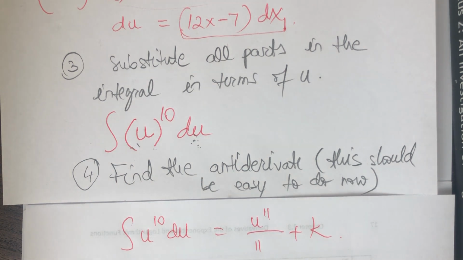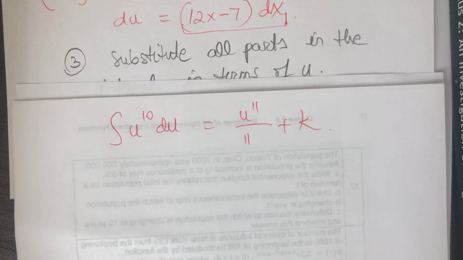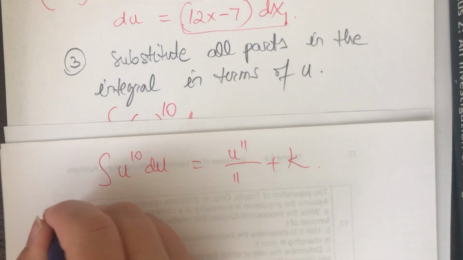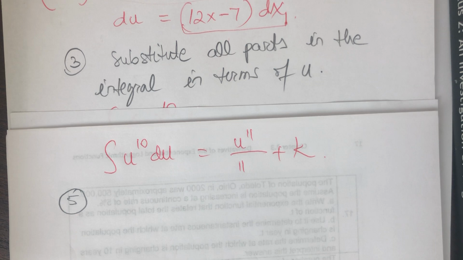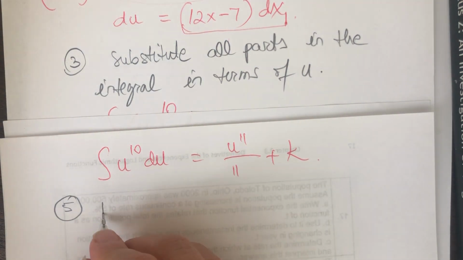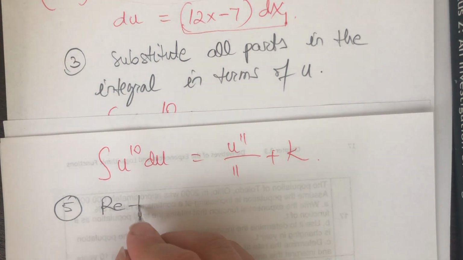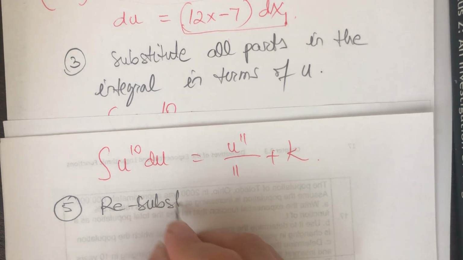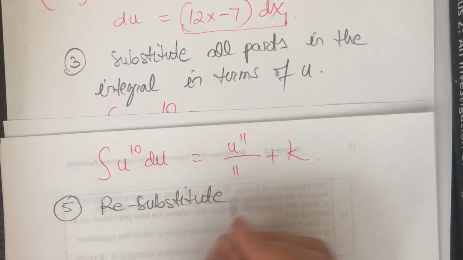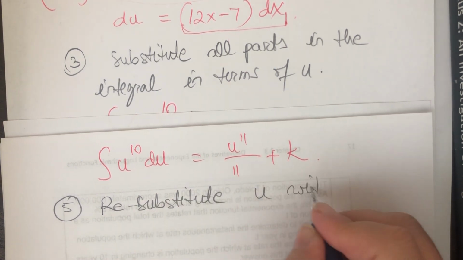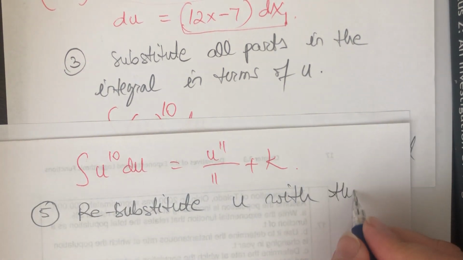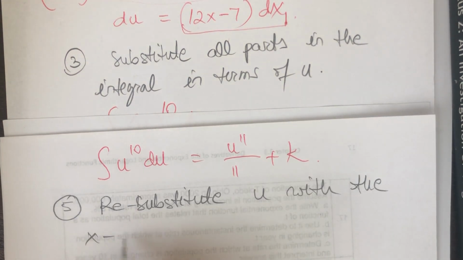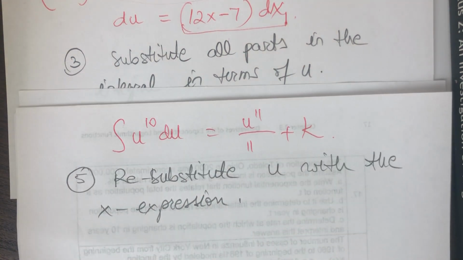Okay, so what do I do next? Well, my story was about x's and not about u's. We just used the substitution to make it easier for us to find. So what do I do back? I resubstitute u with the expression of x. So put it all back in terms of x's.